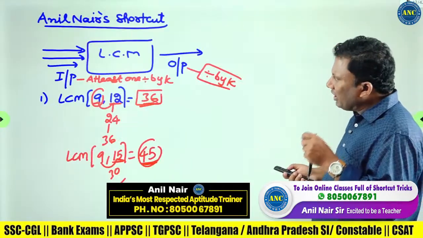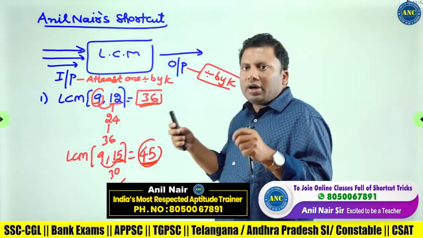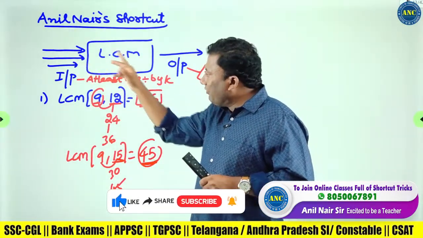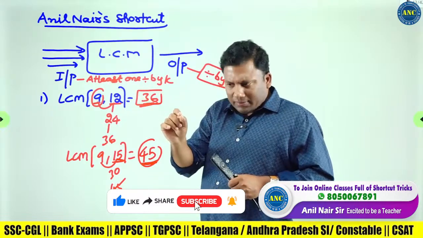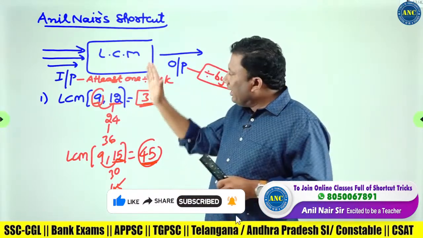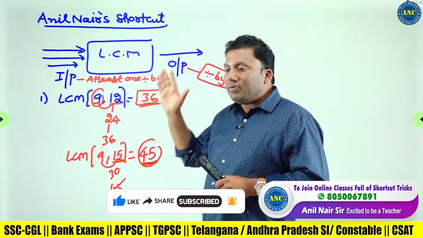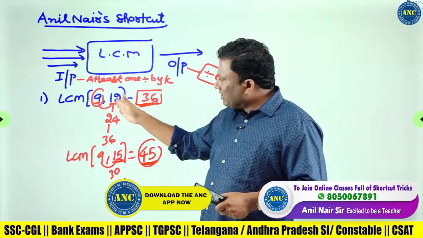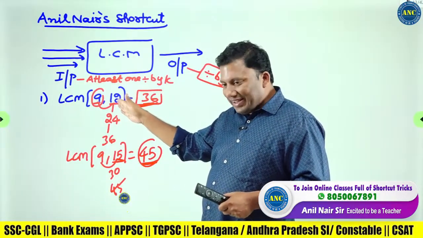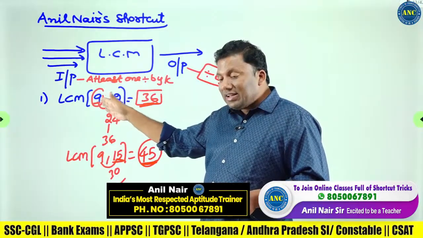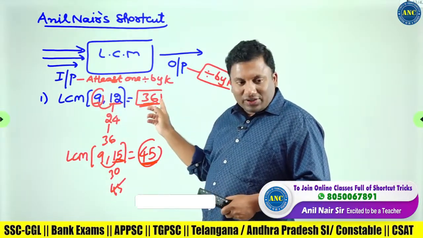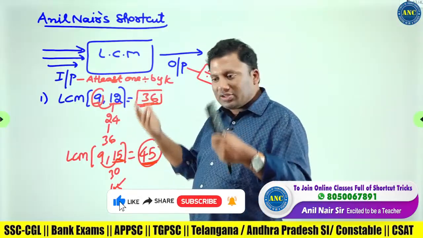Most important concept. When you are doing an LCM operation, if at least one number in the input, minimum one number, is divisible by k, you asked me what is k. K can be any natural number. I took here it is divisible by 4, so 4 is k here. In this case I took it is divisible by 9, answer also it is 9. K can be anything that you take.